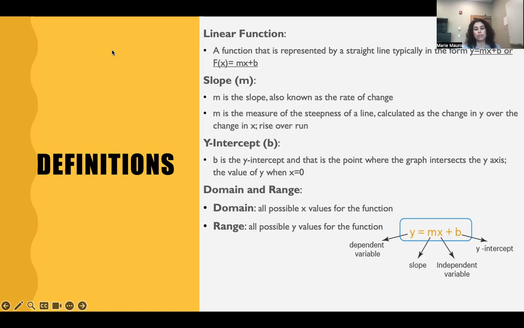The domain is all the possible x values for the function, and the range is all the possible y values for the function. And you see here for this little formula, y is the dependent variable, while x is the independent variable. The independent variable is what we change throughout the equation. So for example, in a time versus distance graph, the time will change and the dependent variable will change according to the change in the independent variable. So it is dependent on the independent variable.